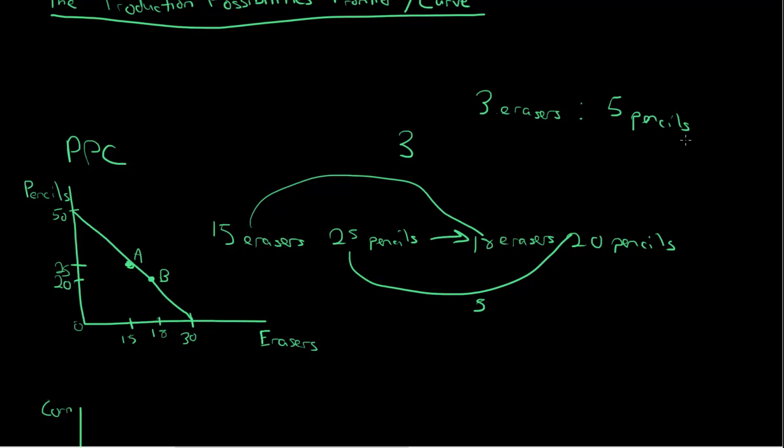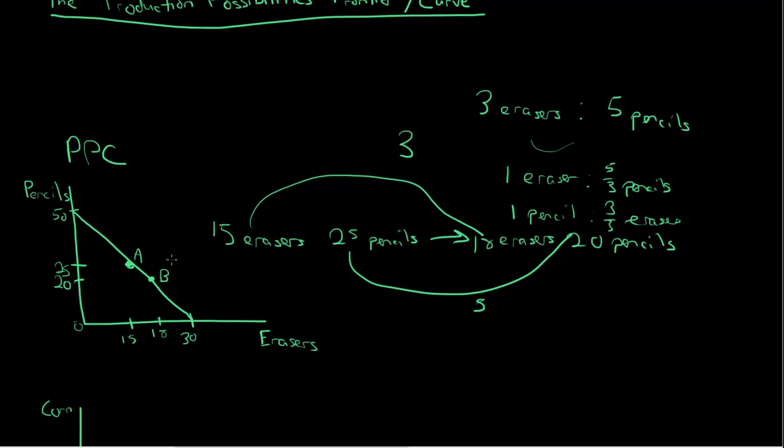Now the opportunity cost is what you must give up to produce a good. So in this case, the opportunity cost of producing these 3 erasers, you're going to give up 5 pencils. Now this can be simplified a little bit, which we often look at. So you can divide both sides of this by 3, and now you could say the opportunity cost of producing 1 eraser is 5 over 3 pencils. And you can look at this the other way around too. If we divide both sides by 5, we can say the opportunity cost of producing 1 pencil is 3 over 5 erasers.